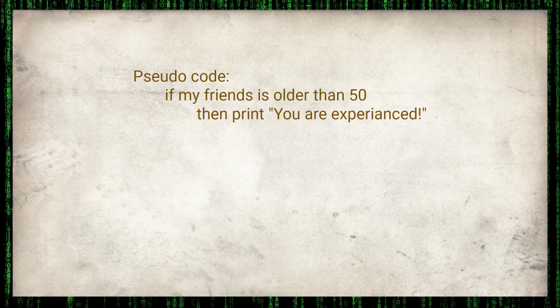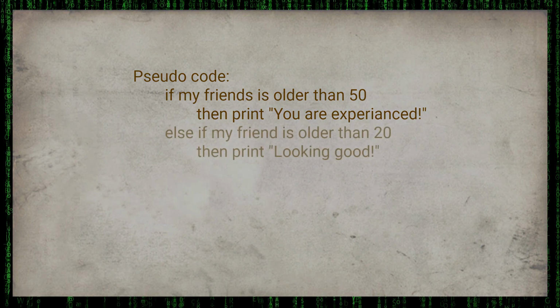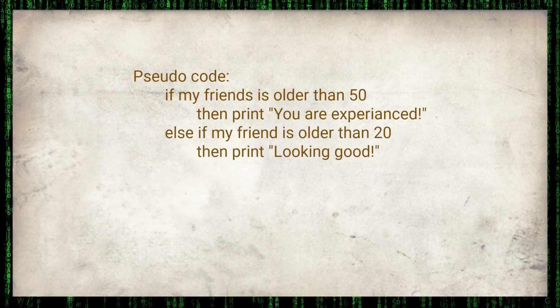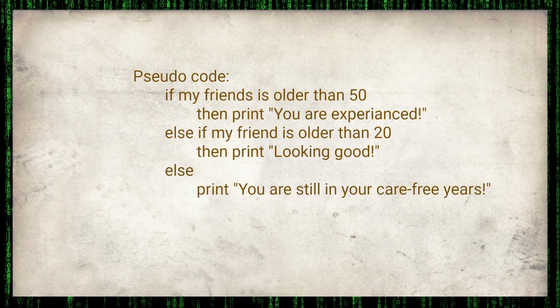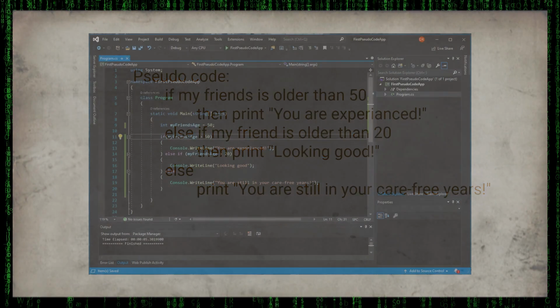A single if statement is: if my friend is older than 50, then do the following. But you might want to say, if my friend is older than 50, do this. Else, maybe if my friend is older than 20, do this instead. Else, in all other circumstances, do this instead. So we can look at some code for that, and I'll talk you through how the evaluation is done.